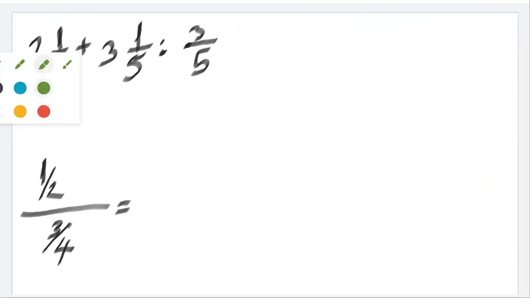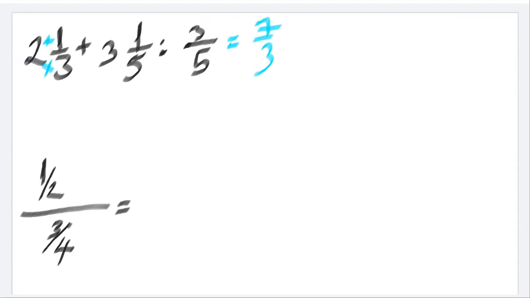Now we have improper fractions, so you can change them into proper. So first multiply, then add. 2 times 3 is 6, 6 plus 1, 7 over 3 plus, let's change this one also. So 3 times 5, 15 plus 1, 16 over 5 divided by 2 over 5. So remember order of operation.